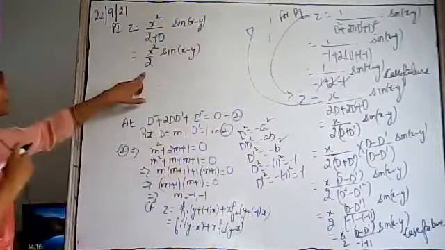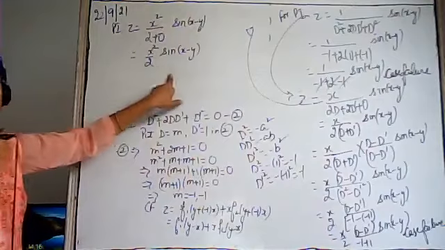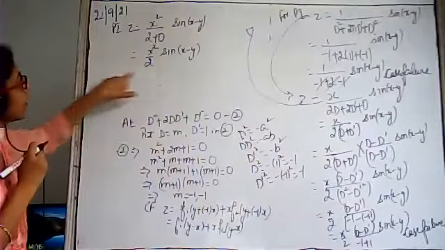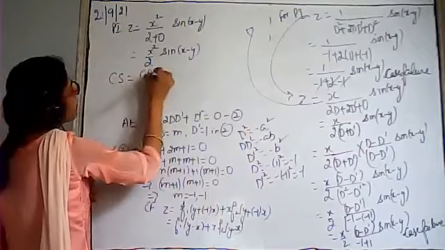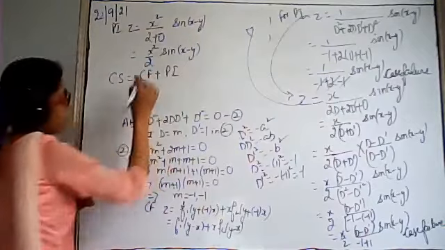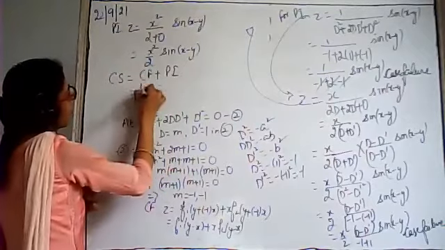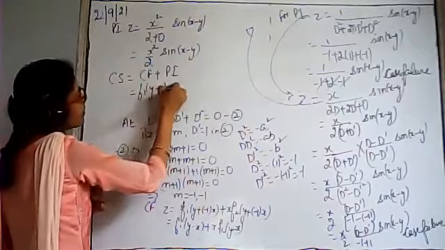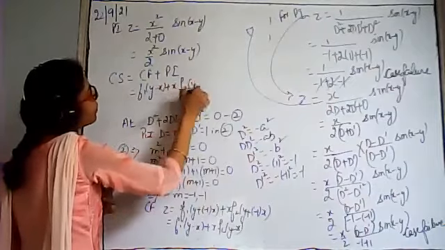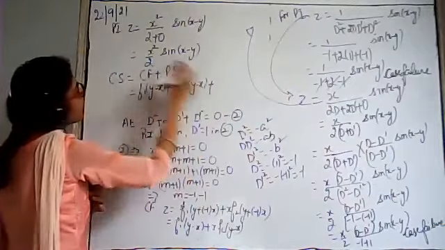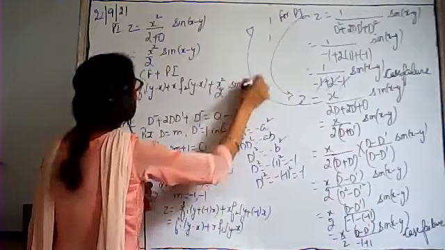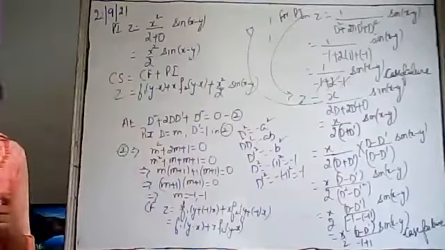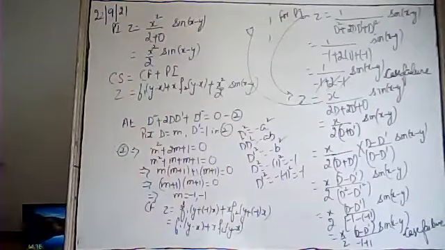Now see, the denominator is independent of d and d dash. It means we are done with this term. So the complete solution is complementary function plus particular integral, and the complementary function was f1 of y minus x plus x times f2 of y minus x, plus the particular integral, x square by 2 sine of x minus y. So this is our required solution.